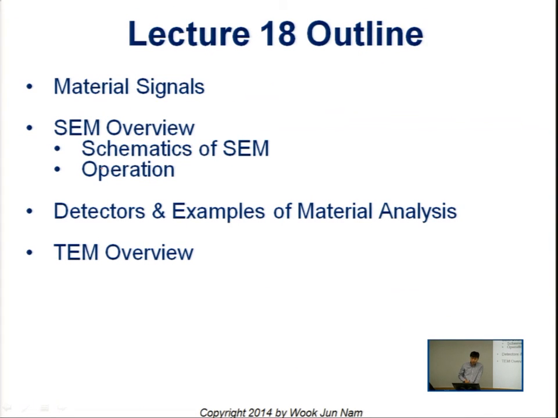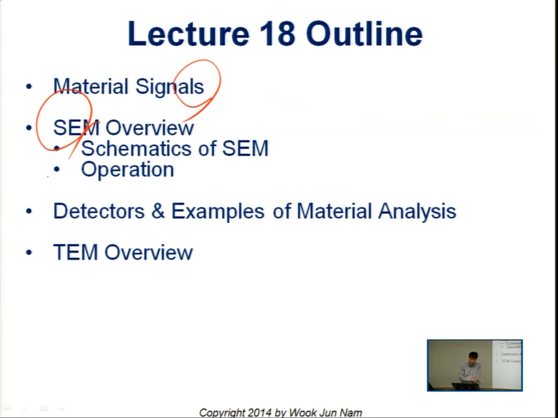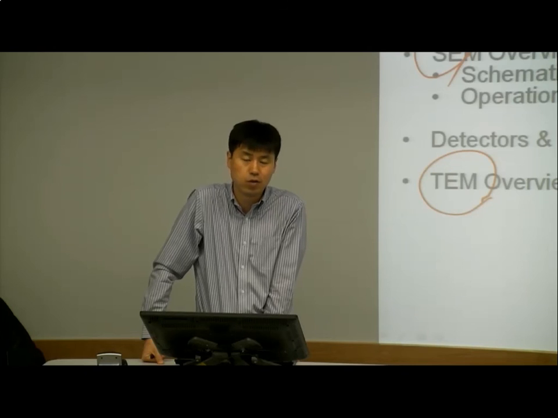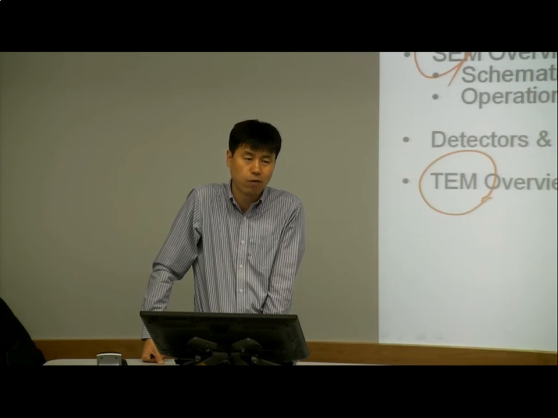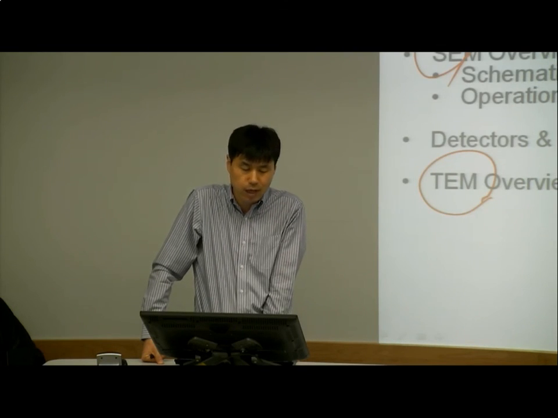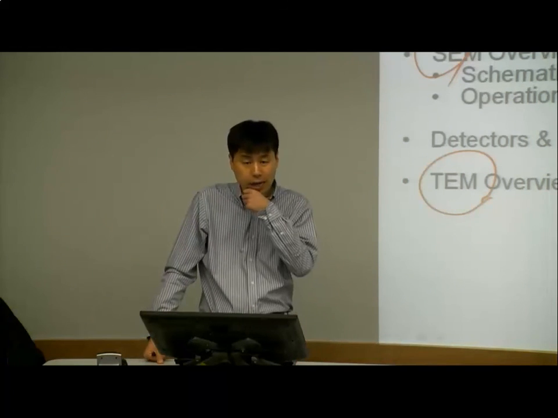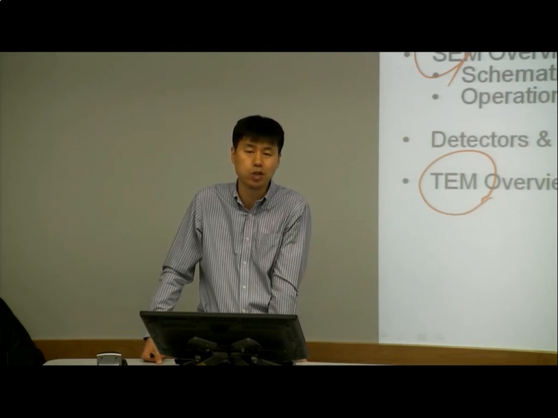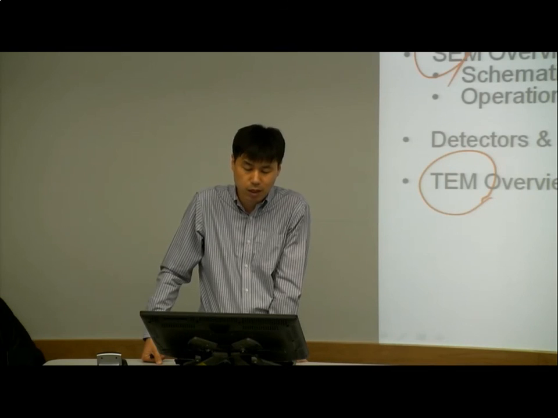So today we talked about material signals, the scanning electron microscope, and the TEM. Using electron microscopy, we can easily observe the shape, size, or topography of the samples, and we can also analyze the chemical composition of the sample.